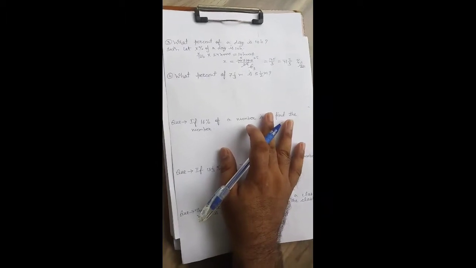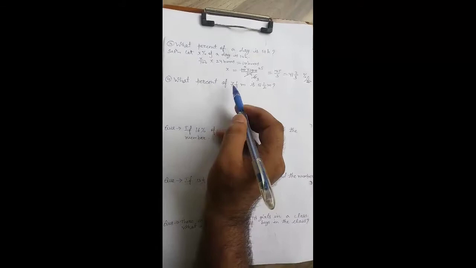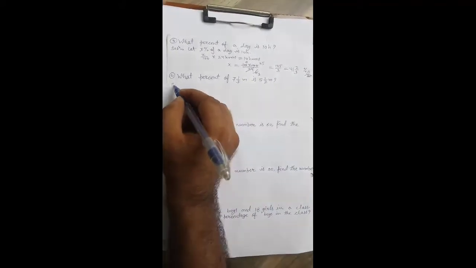Understood? Okay, now see this question. What percent of 7 into 1 by 3 meter is 5.5 meter? Again the question is same.